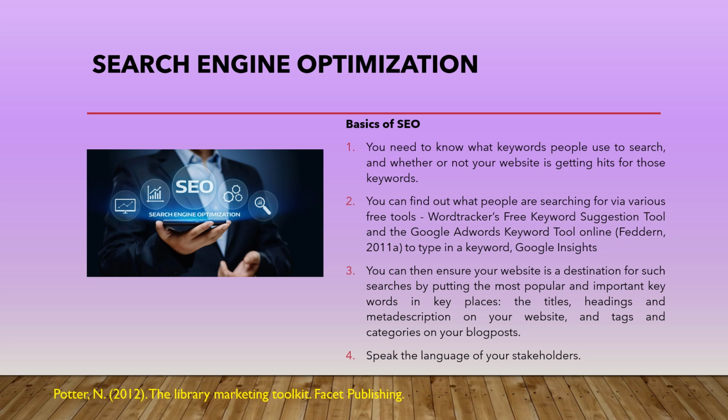You can then ensure your website is a destination for such searches by putting the most popular and important keywords in key places: the titles, headings, and meta descriptions on your website, and tags and categories on your blog posts. And also speak the language of your stakeholders.